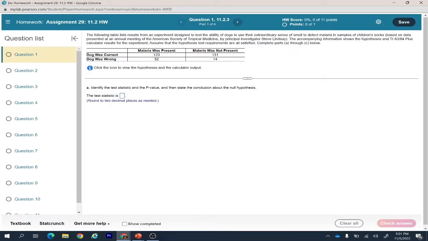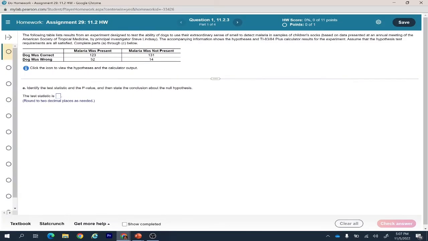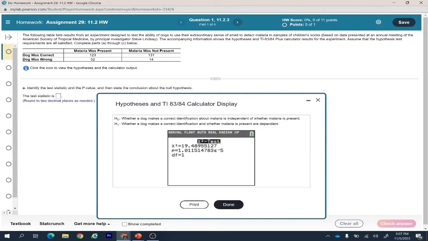Let's look at an example from this section. The table lists results from an experiment designed to test the ability of dogs to use their extraordinary sense of smell to detect malaria in samples of children's socks. Based on the data presented at an annual meeting of the American Society of Tropical Medicine by principal investigator Steve Lindsay, the accompanying information shows the hypotheses and TI-83/84 Plus calculator results for the experiment. Assume that the hypothesis test requirements are all satisfied. So this is the contingency table, and this is the result from technology.